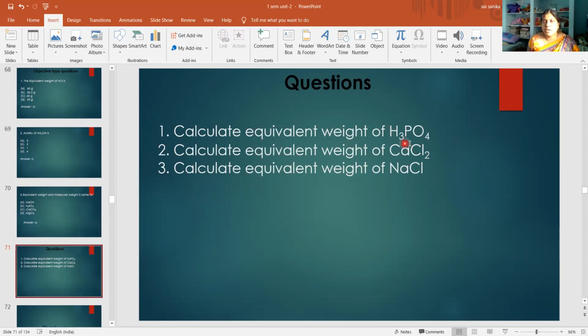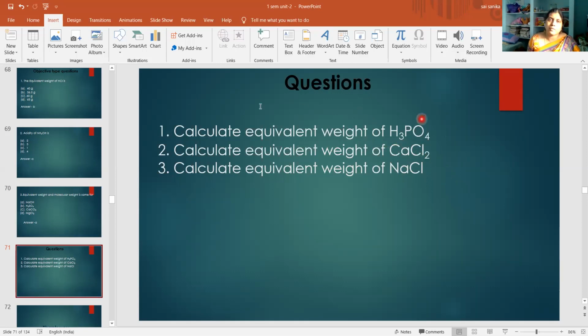How do you calculate it? First you have to identify whether it is an acid, base or salt. If it is an acid, write the formula for acid. If it is a base, write the formula for base. If it is a salt, write the formula for salt. If it is an acid, you should know the basicity. If it is a base, you should know the acidity. If it is a salt, you should know the charge. Like that, you have to calculate the equivalent weight.